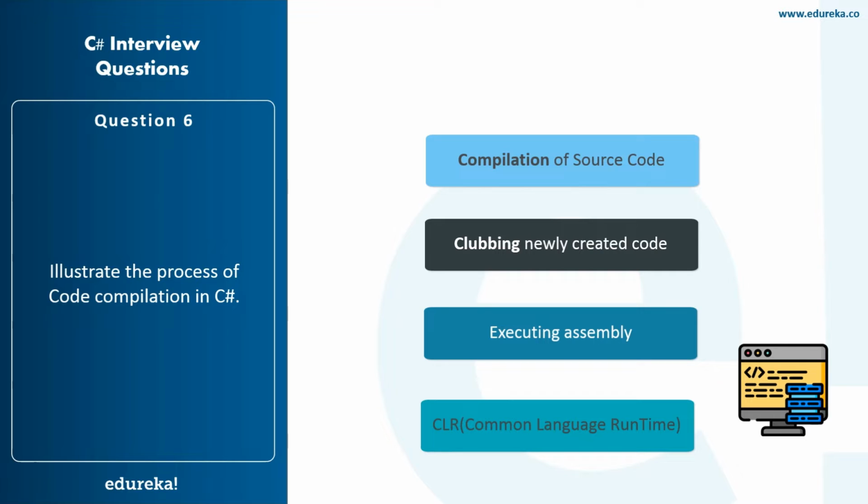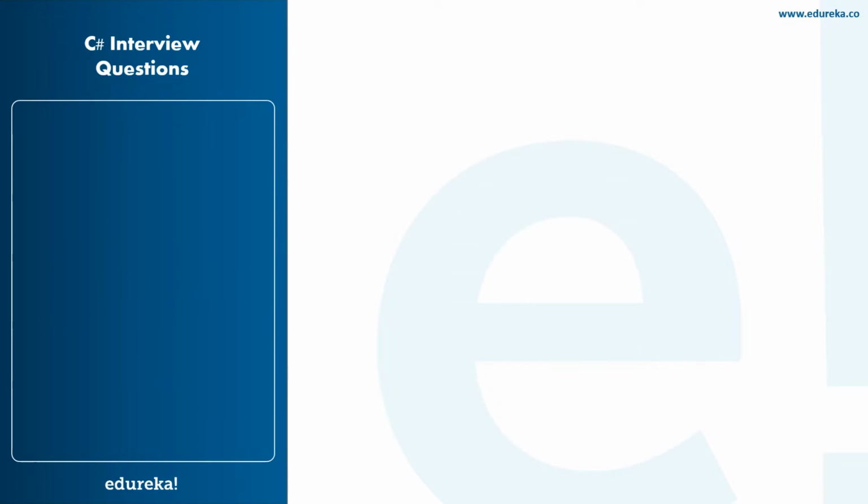So you can club that newly created code into the already existing code. My third step is loading the CLR. Well, the word CLR basically means a common language runtime. And then finally, you got to execute the assembly through CLR. Now I'll move on and talk about the next question.